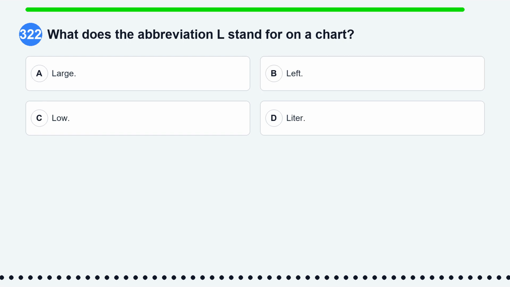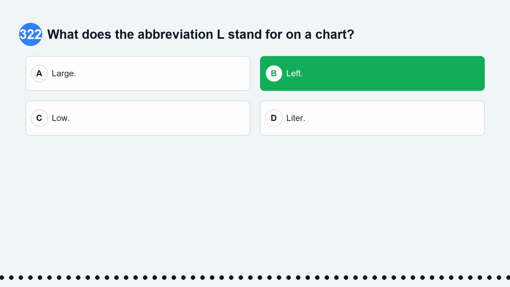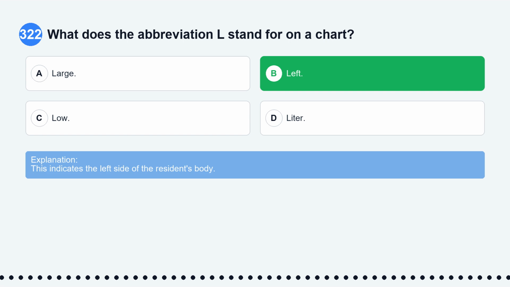Question 322. What does the abbreviation L stand for on a chart? Option A, large. Option B, left. Option C, low. Option D, leader. The correct answer is option B, left. This indicates the left side of the resident's body.